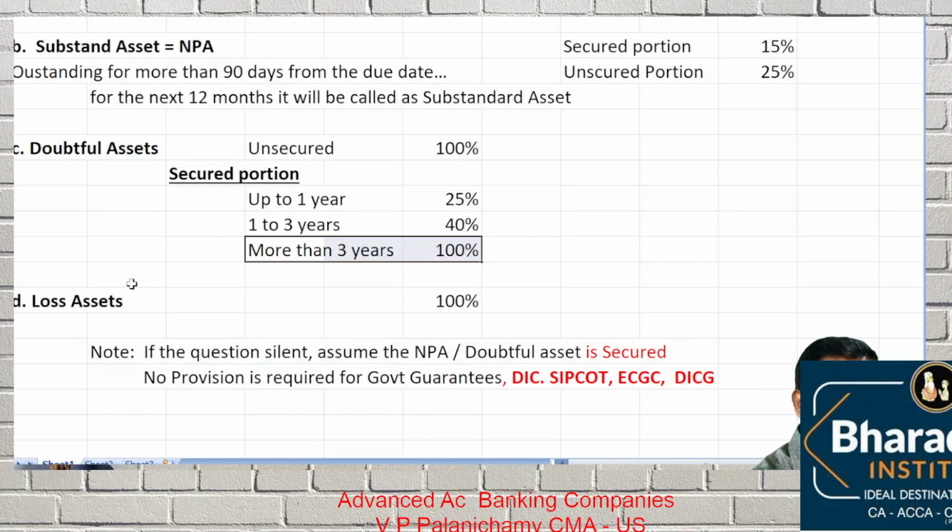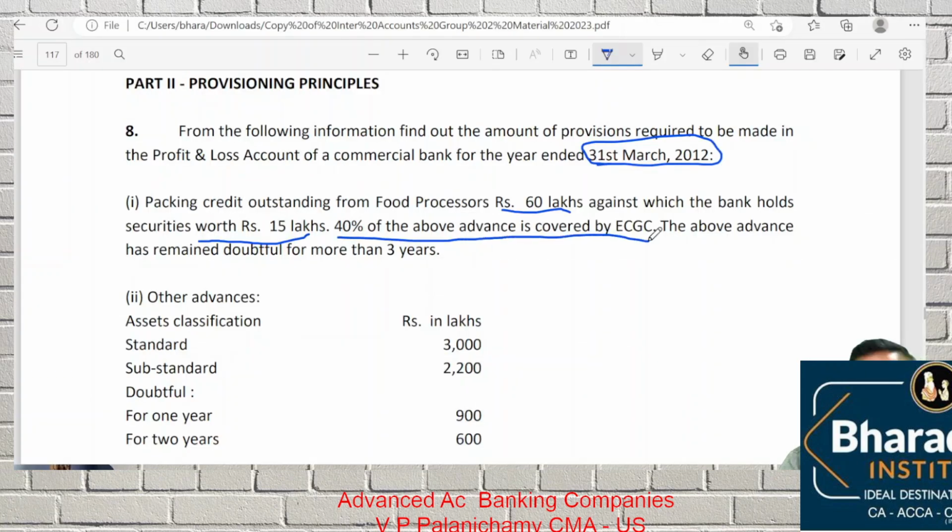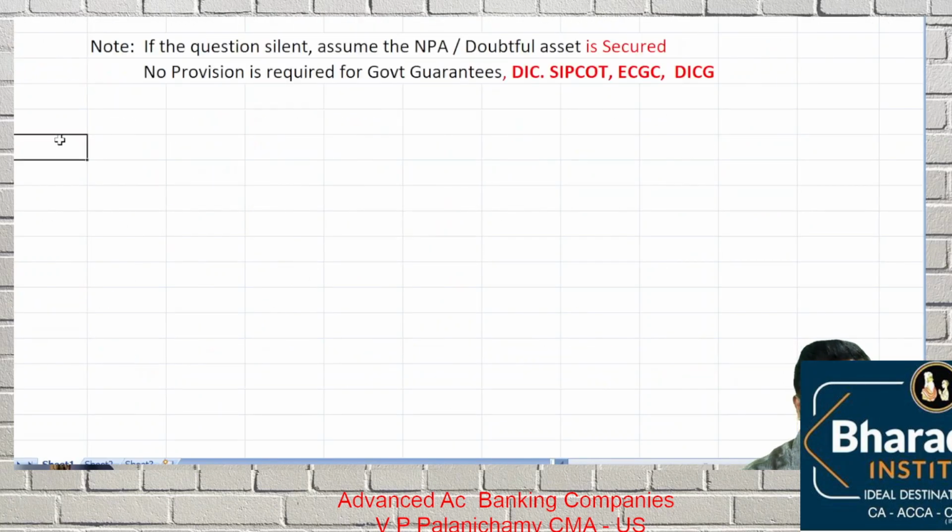Please read question number 8. So packing credit outstanding is 60 lakhs. Bank is holding a security of 15 lakhs. 40% is covered by the government guarantee ECGC. The remaining is doubtful for more than 3 years, like that it is given to us. Read the question once again and come to the solution.